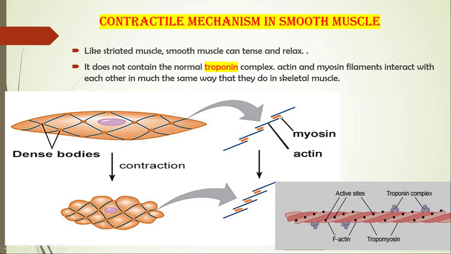In skeletal muscle, the actin and myosin filaments overlap each other, and in this way the muscle contracts. The same happens in smooth muscle: the actin and myosin filaments overlap each other and cause contraction of the muscle. But one thing is that it lacks troponin, and this troponin is replaced by calmodulin.